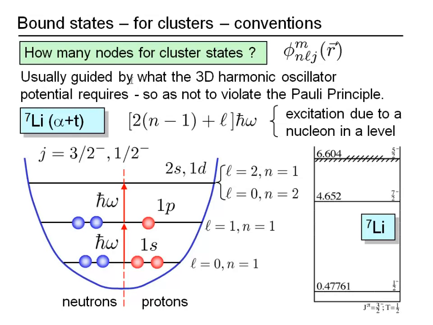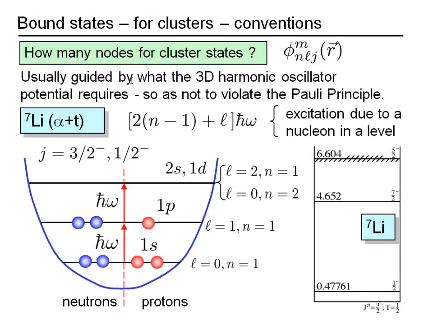But what is n? How many nodes should this wave function between the triton and the alpha particle have? What is the principal quantum number that we should use in the case of a cluster? Now the way we normally do this is to use the harmonic oscillator model and harmonic oscillator rules, because that's a very nice way of conserving energy, making sure you've got a cluster state that has the right energy, and that you don't violate the Pauli exclusion principle.